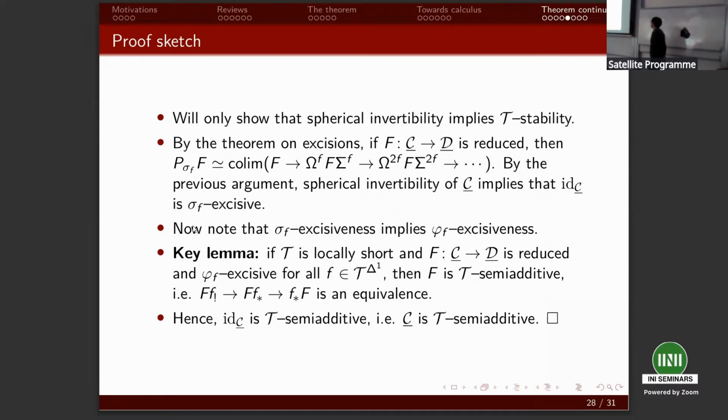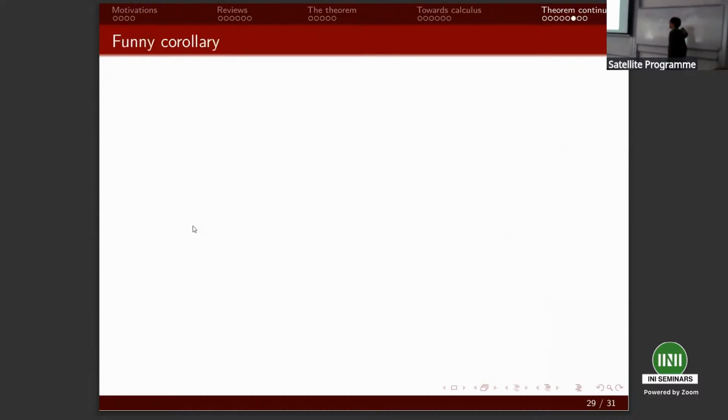Okay, in the last two slides, I want to turn to less serious things. The first is a funny corollary. I mean funny in the weird sense. I don't know if you find them humorous.